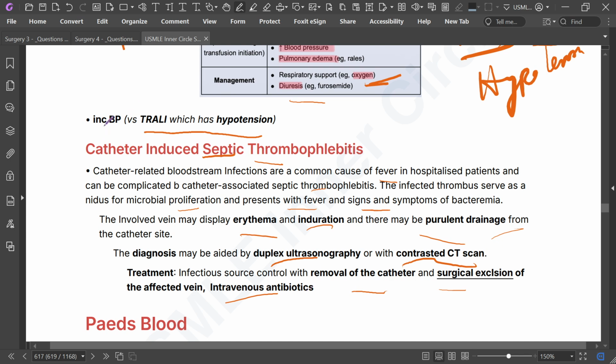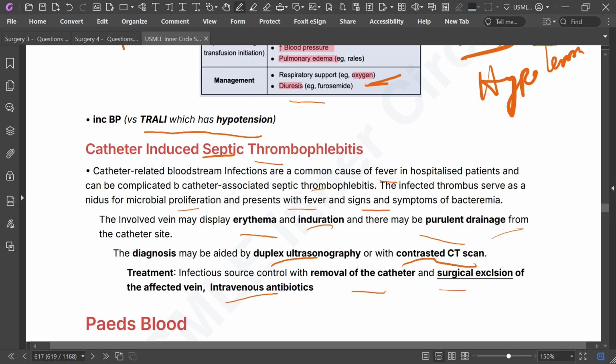So we have read the topics of lymphangitis, blood transfusion and its complications, indications of RBC transfusion and its complications, and finally catheter-induced thrombophlebitis.